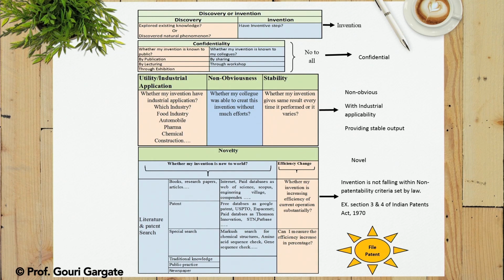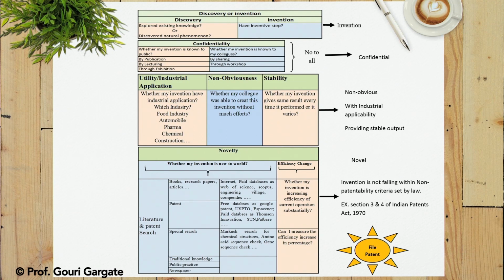Then you might have changed the process or changed the arrangement in the machine, whatever you have done, and because of that the efficiency is changed. So, if there are any minor changes, and because of those minor changes there is a change in the efficiency, then that also you can consider for a patent.